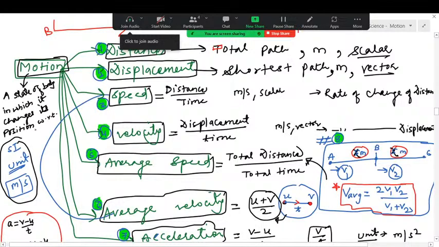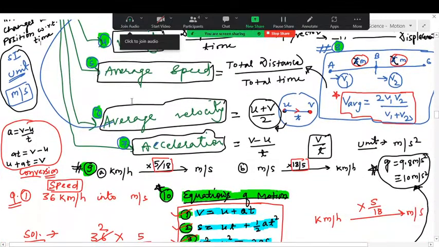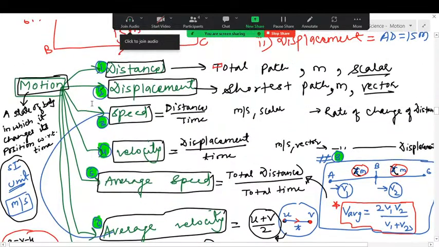WRT means with respect to time. Okay. And here, whenever there is motion, we have distance, we have displacement, we have speed, we have velocity, we have average speed, we have average velocity, we have acceleration, and we also have conversion, we have equation of motion. They all are there whenever you have motion. What are these 10 points? We are quickly going to cover all of them, and I want you all to note it down.